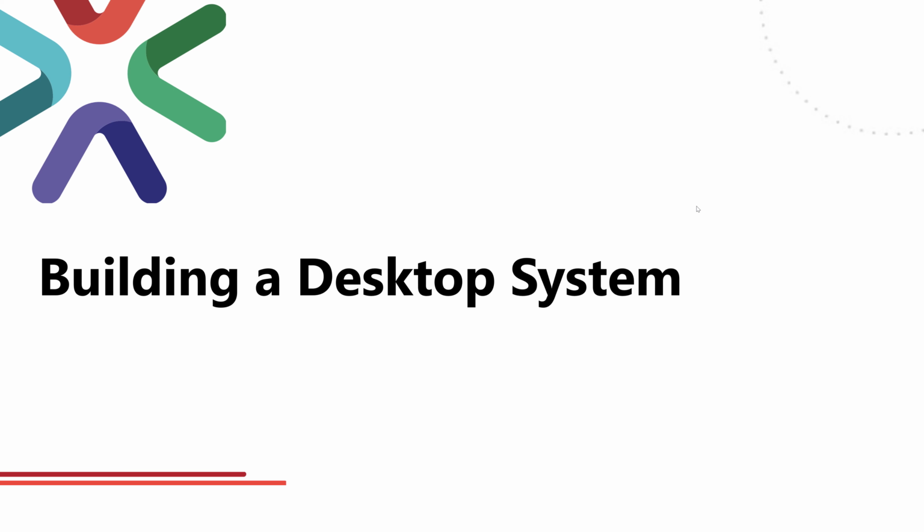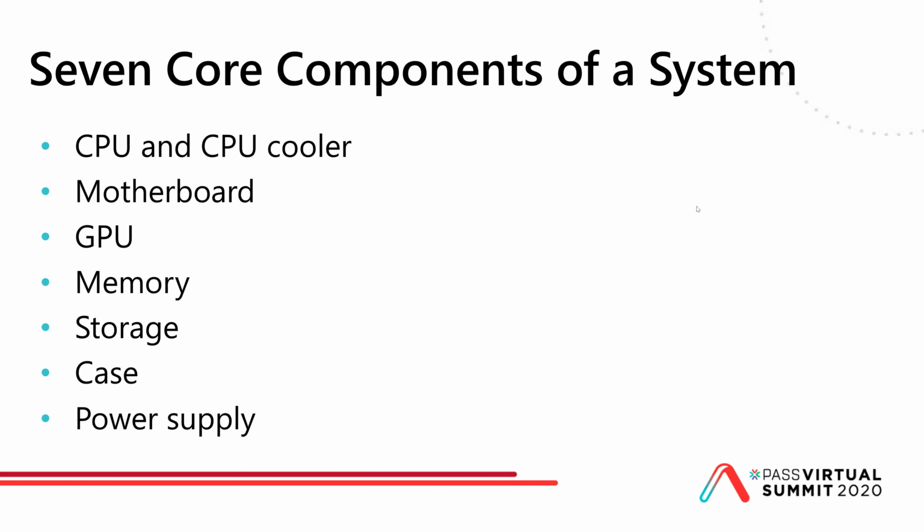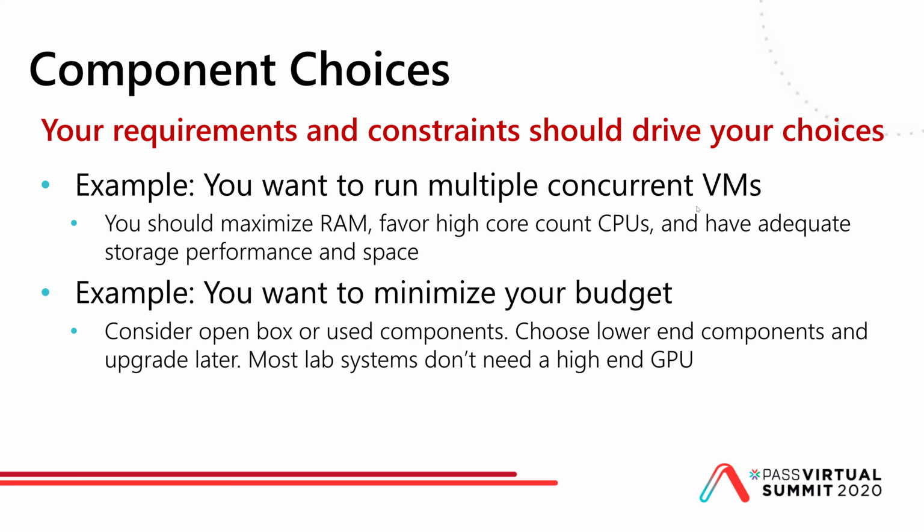All right, so actually building a desktop system, because that's what I want to focus on for the rest of this session. You've got 7 core components in the system. So that includes the CPU and CPU cooler, the motherboard, a GPU if you don't use integrated graphics, and then memory and some sort of storage, and then a case and a power supply. So those are the 7 core components that you have to think about and actually purchase to build a desktop system.